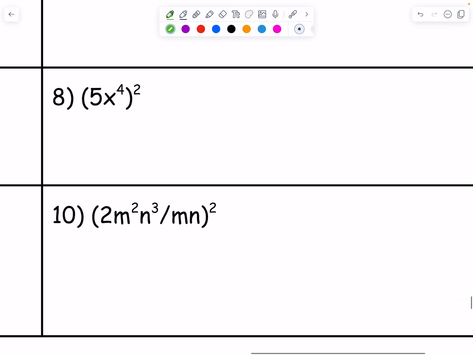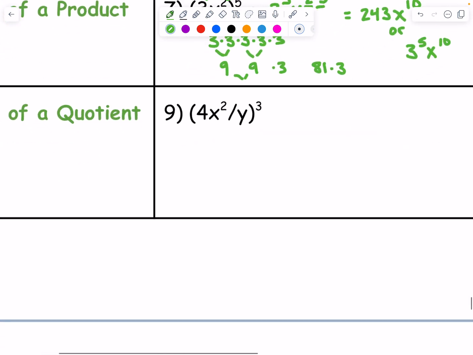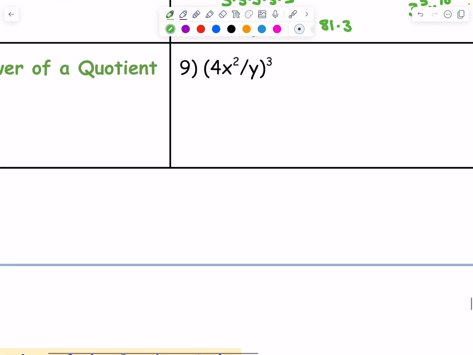All right, for number 8, we have 5x to the 4th squared. So you just want to square both of them. So 5 squared, we can just write that, and then 4 times 2 will give us 8. And then 5 squared is 25, so we could easily just rewrite that as 25x to the 8th power. All right, just 2 more quick examples of power of a quotient.